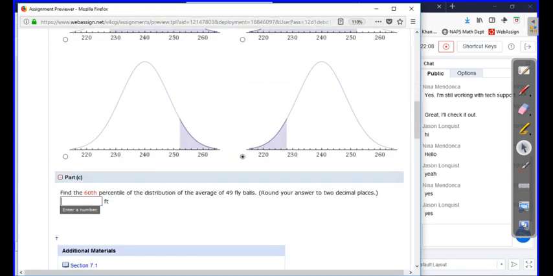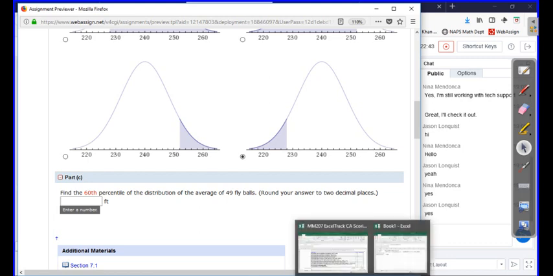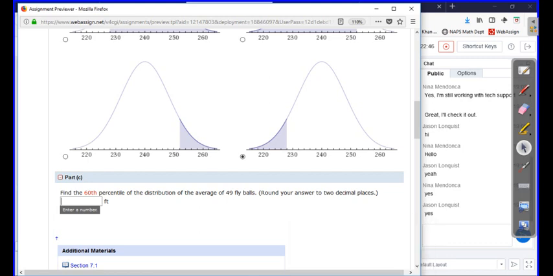All right, here's the last question. This is sort of an interesting one. It says we want to find the 60th percentile of the distribution of the average of 49 fly balls. In other words, what distance would the average of these 49 fly balls have to go in order to say that 60% of all the other fly balls that we look at will be less than this amount? In fact, what we're given right here is actually the probability. We're told 60th percentile, so we're told that the area under the curve that we want is 60%.